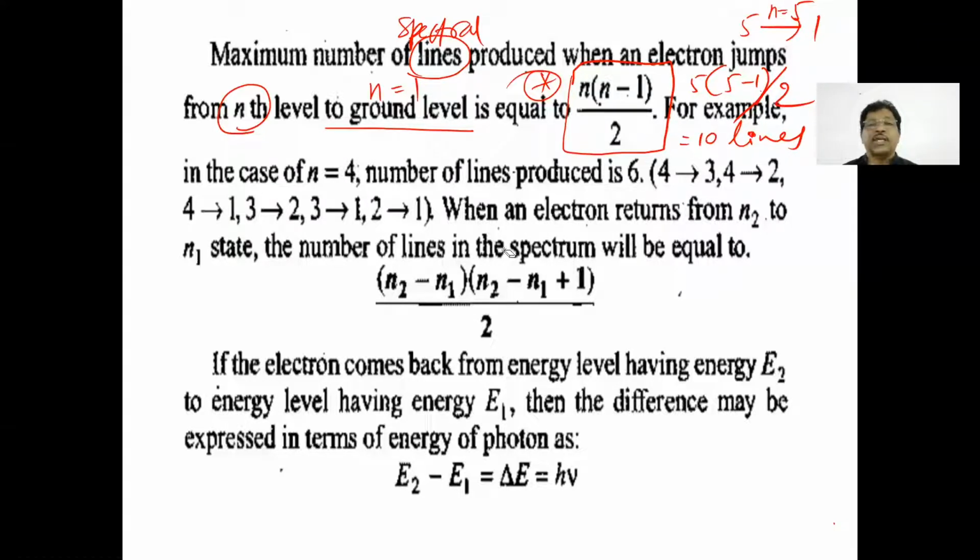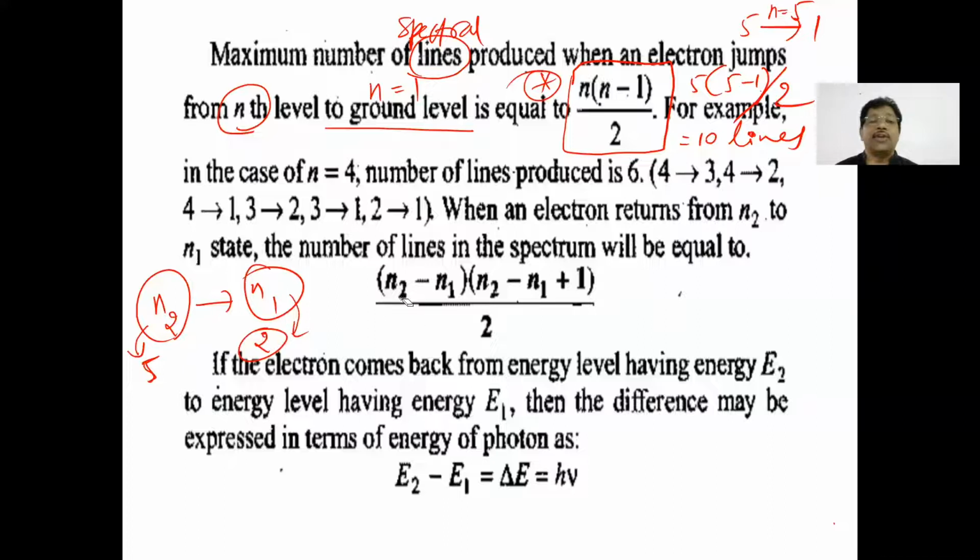This is one concept. Suppose the electron is jumping from the n2 orbit to the n1 orbit, and we don't know exactly which orbit to which orbit. Suppose the electron is jumping from the 5th orbit to the 2nd orbit. N1 is 2 here, n2 is 5. Now the electron is not coming to the ground state. Remember, if the electron directly comes to the ground state, we can use the formula n(n minus 1)/2. But here the electron is not coming to the ground state; it is coming from the 5th orbit to the 2nd orbit.